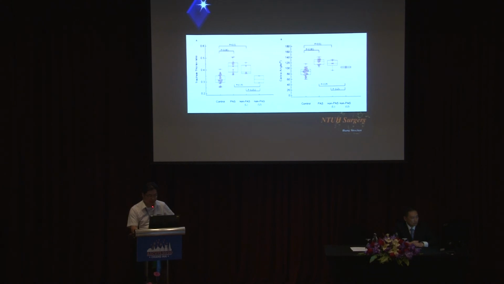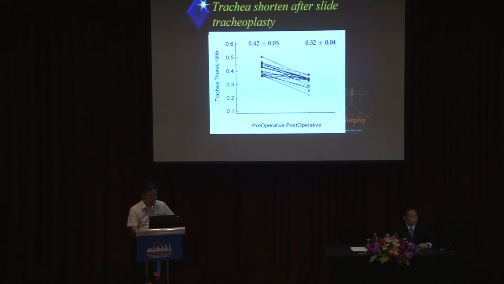We can see the same finding in the carina angle. The patients with pulmonary sling and the low tracheal stenosis without pulmonary sling look like the same, but the patients with upper tracheal stenosis seem different from these two groups. So we excluded the two patients for further analysis, and we compared the patients with low tracheal stenosis and the normal. We can find that after slide tracheoplasty, the length of the trachea was significantly decreased, from about 42% to 32% after surgery.